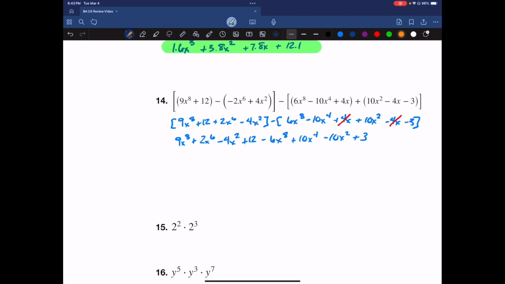So find your like terms. I have an x to the 8th here and here. I don't have another x to the 6th. I have an x squared here and here. And then I have a constant term here and here. Everything else is just going to come down.